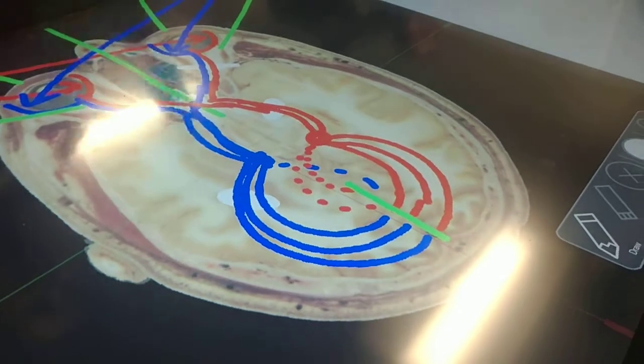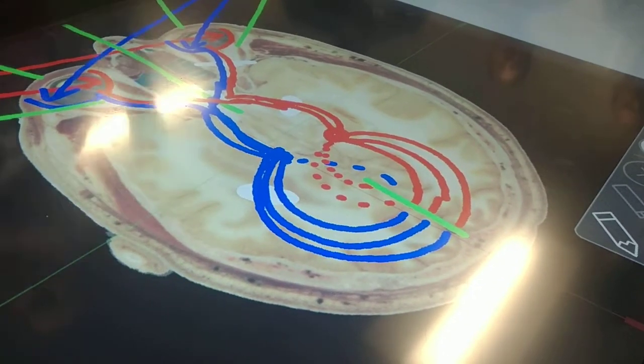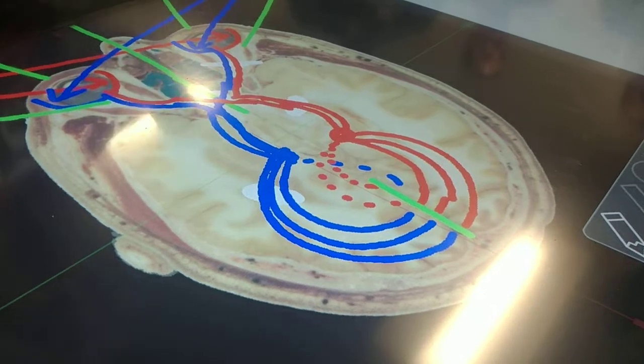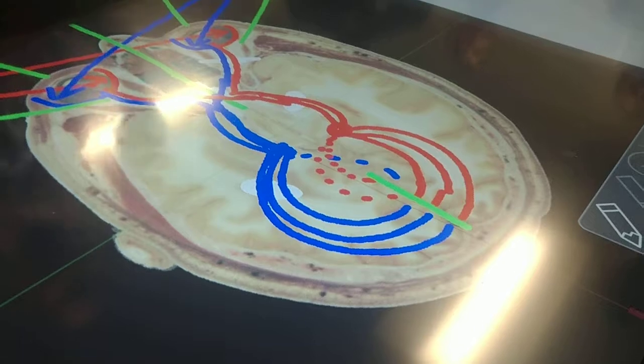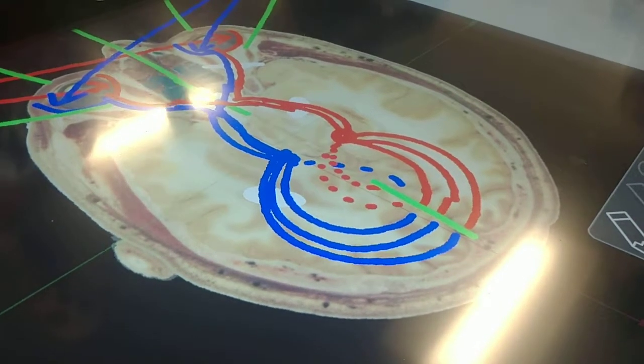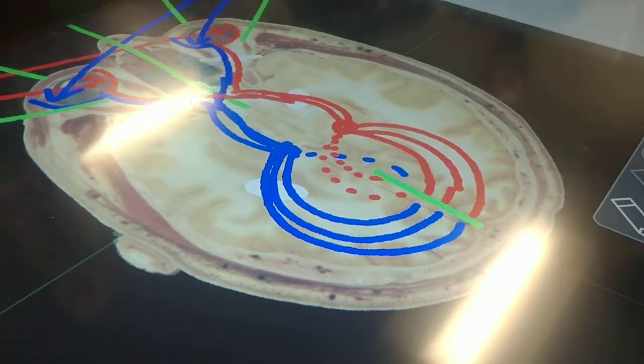Upper calcarine cortex is lower visual field. Lower calcarine cortex is upper visual field, because we have a biconvex lens. It flips things upside down. As images are portrayed to the back of the retina, you're actually seeing everything upside down. The cortex flips it back up for you.